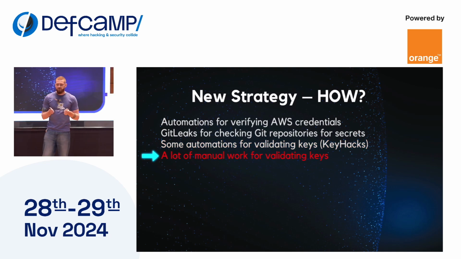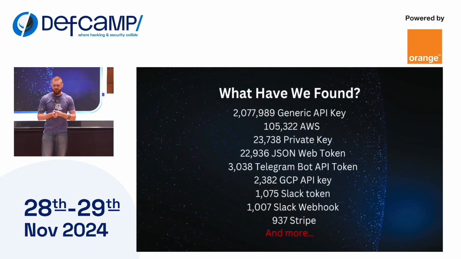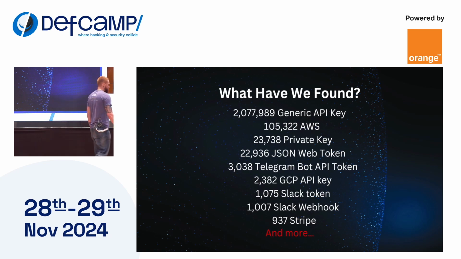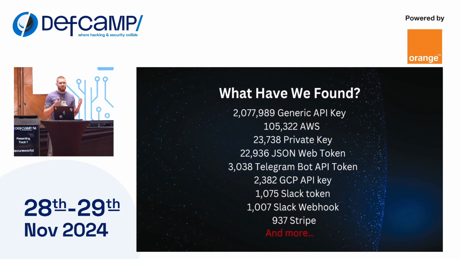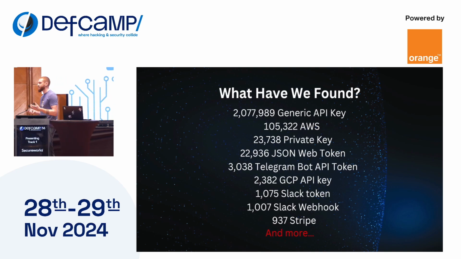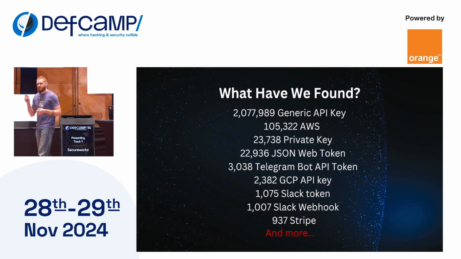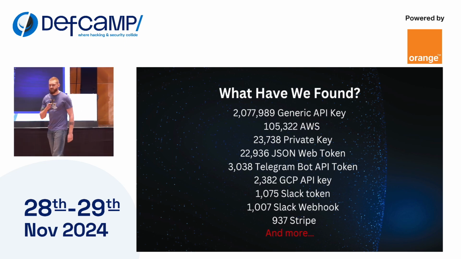So, after our data collection phase, this is what we found. So, yeah, you can see about 2 million generic API keys. Keep in mind, many of these are false positives. Well, over 100,000 potential AWS keys, over 20,000 private SSH keys, and so on and so forth. Cool. So you can actually see why we needed all of these tools and automations to verify these keys and credentials. Now let's look at the AWS ones.